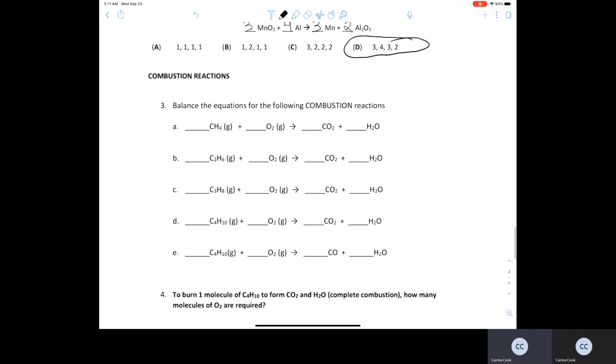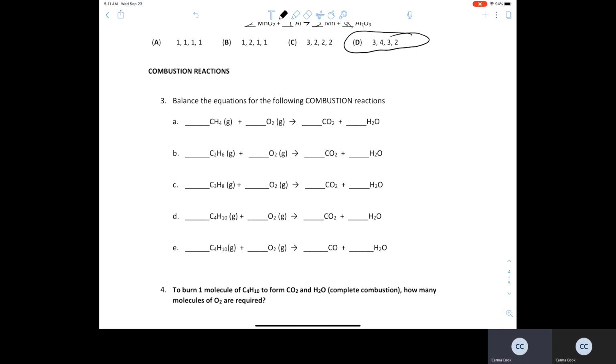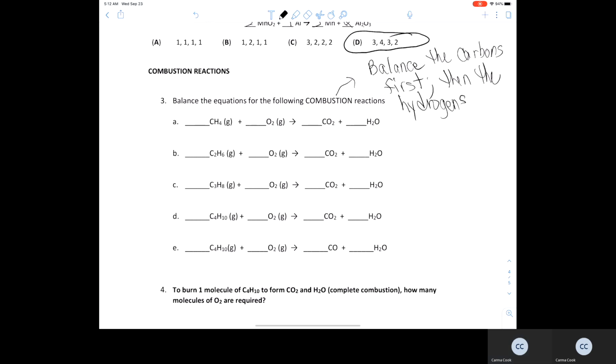Question 3 involves all combustion reactions. Combustion reactions normally involve a hydrocarbon compound reacting with oxygen, a hydrocarbon compound, meaning that it contains carbons and hydrogens, and the products are always CO2 and water. So balancing these, for combustion reactions, these are some rules of thumb. Balance the carbons first, then the hydrogens, and then last, balance the oxygens.